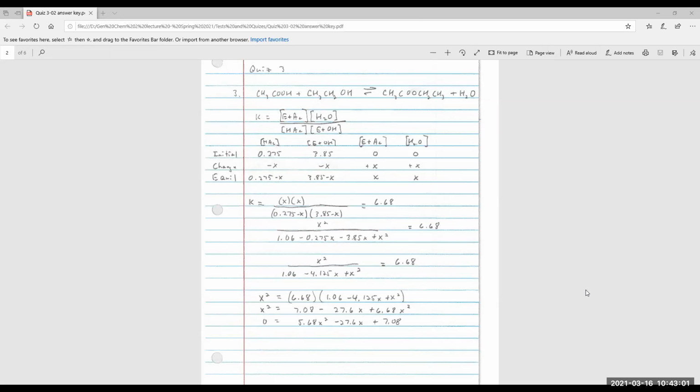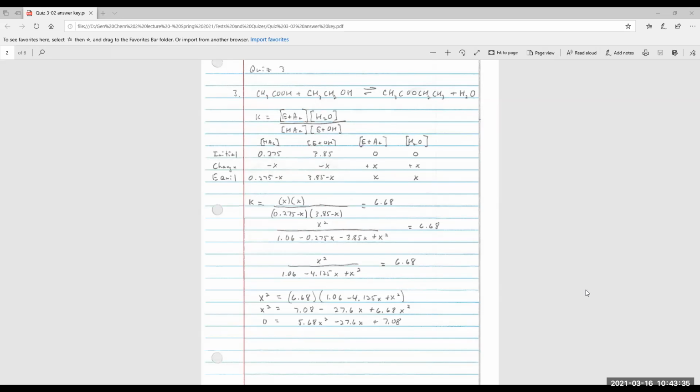And so 0.275 minus X for the acetic acid, 3.85 minus X for the ethanol, and then X forms of ethyl acetate and water. We go ahead and take those values and put them into the equilibrium equation that we had generated. So that's X times X in the numerator, and then 0.275 minus X times 3.85 minus X in the denominator.